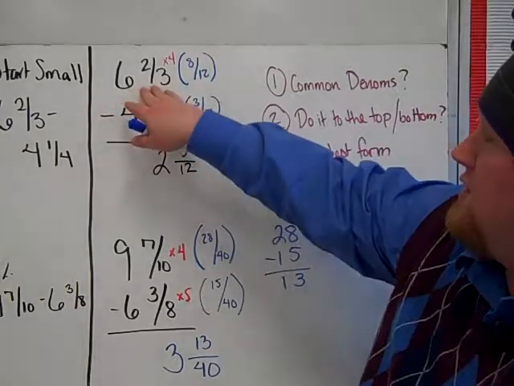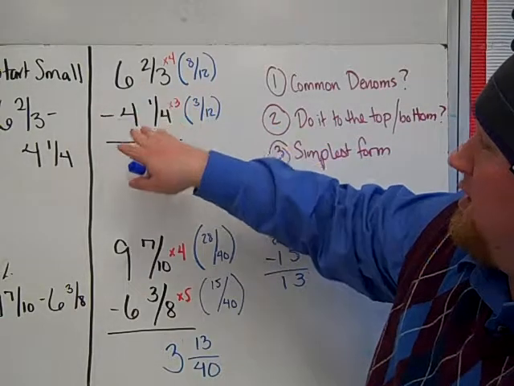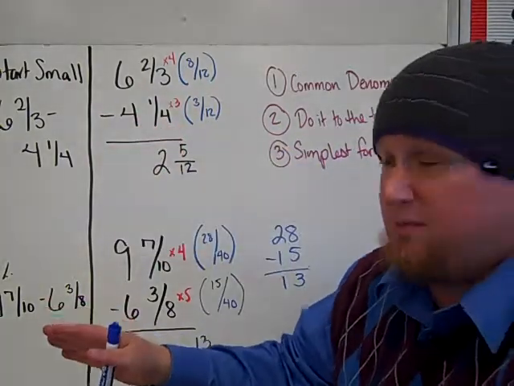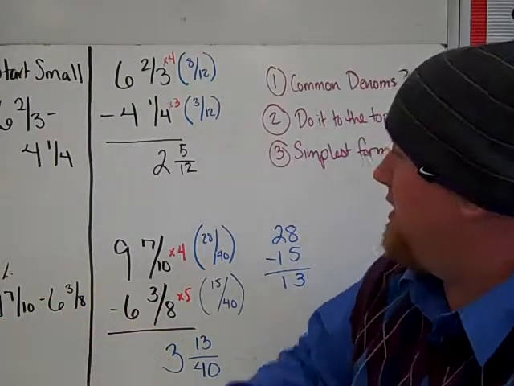Now, 6 2/3 and 4 1/4 have different denominators. Bam, first thing I have to do, give it a common denominator. I went with 12.